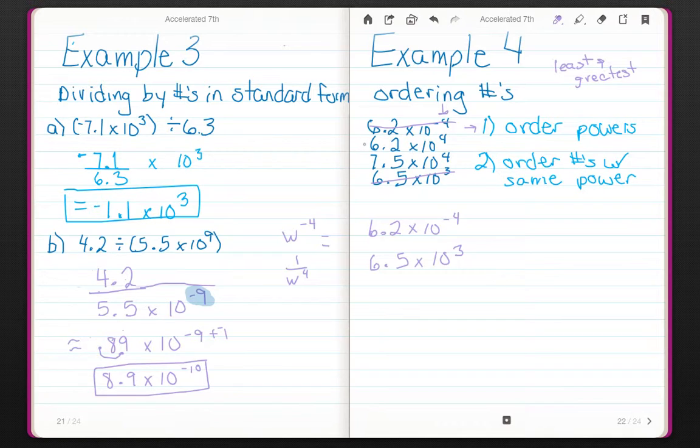So I see that 6.2 is smaller than 7.5. So 6.2 times 10 to the fourth is smaller than 7.5 times 10 to the fourth. So here my exponents are in order, negative 4, 3, 4, and 4. And within matching exponents, 6.2 is smaller than 7.5. So here is my final answer.